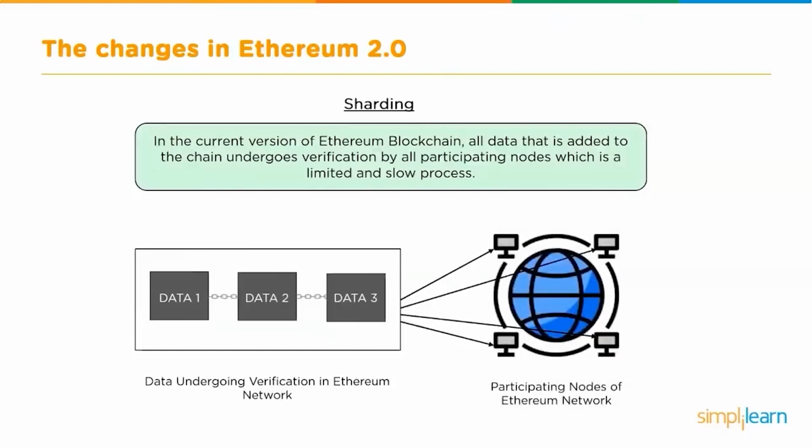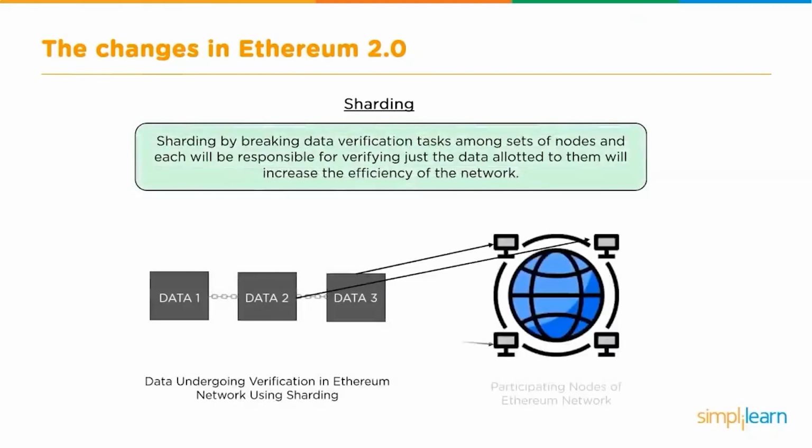Sharding is a process that intends to enhance Ethereum's efficiency and ability to scale. In the current version of the Ethereum blockchain, all data that is added to the chain undergoes verification by all participating nodes. That means that the speed of its slowest participant limits the processing speed of the entire network.